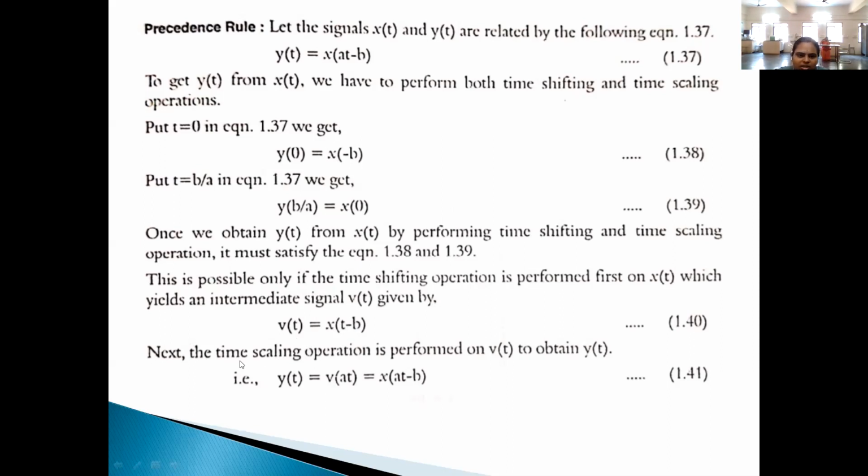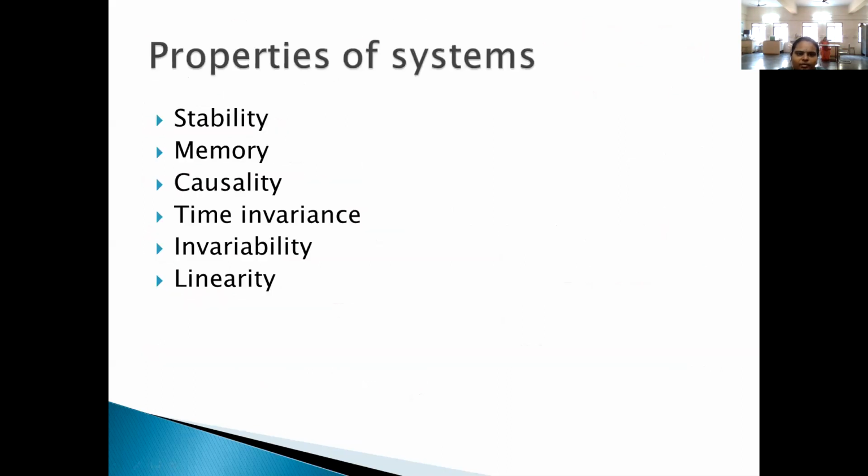Next, the time scaling operation is performed on v of t. So you will get the output y of t equals v of at. What is the scaling factor we have to take? That is a, the same thing that is taken here. v of at equals x of at minus b. This is how we have to do it when scaling and shifting operations take place.